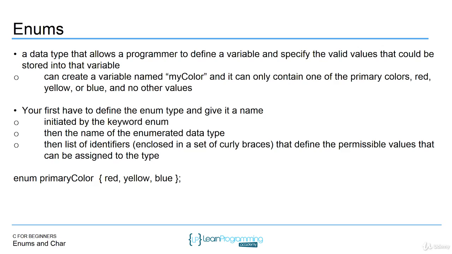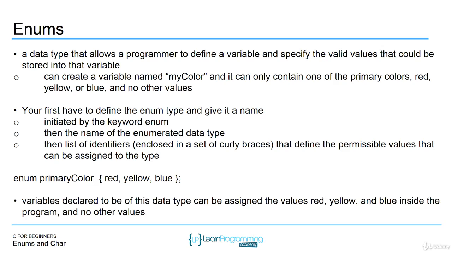So this is just how we define it. We first have to define the enum, and we then have to use it. Again, definition is just saying this is what it is. So what we're saying here is we have a primaryColor, and what it can be is red, yellow, and blue. Variables that are declared to be primaryColor type can only be assigned the values red, yellow, and blue inside the program. No other values will work. So again, the first step is defining it. The second step is using it.